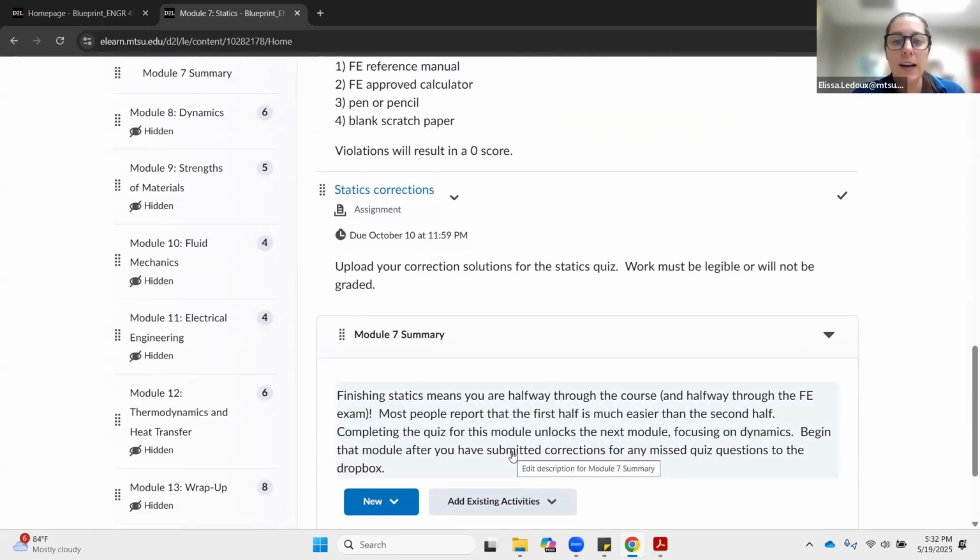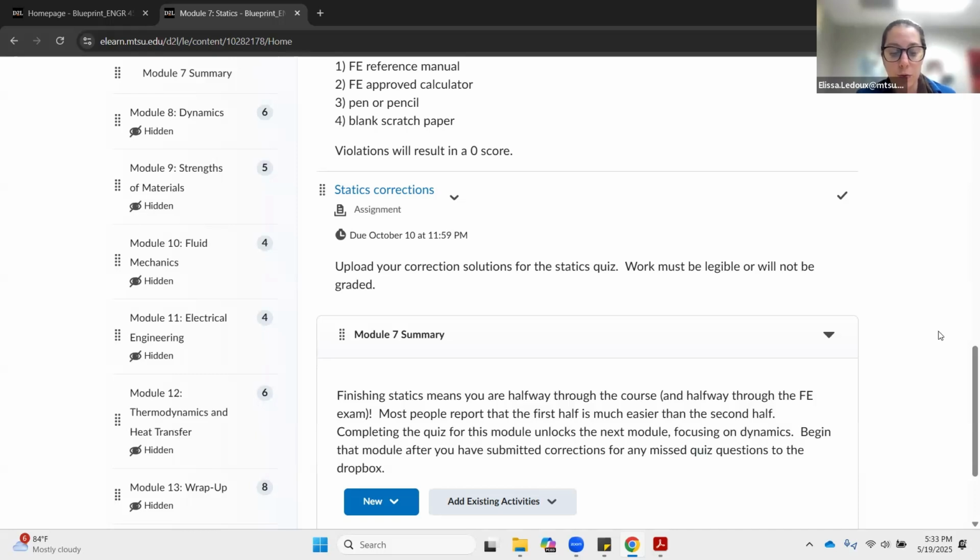So when you finish statics, then that means that you are halfway through. Now, what students who have taken the FE exam have told me is that the first part of the exam ends after statics, which is 52 questions out of the total 110. So it's slightly less than half, but the time is a lot less than half. So the first half of the exam is much easier than the second half.